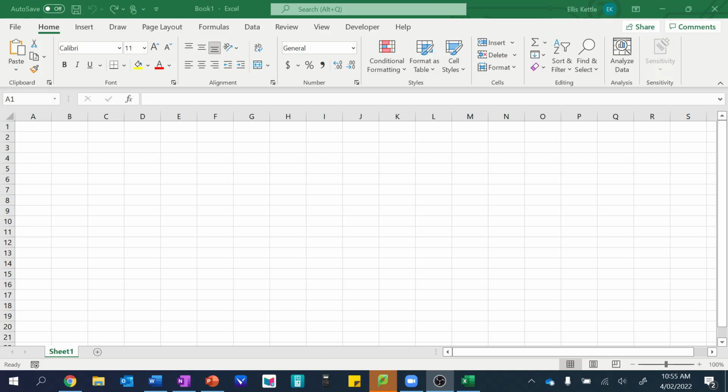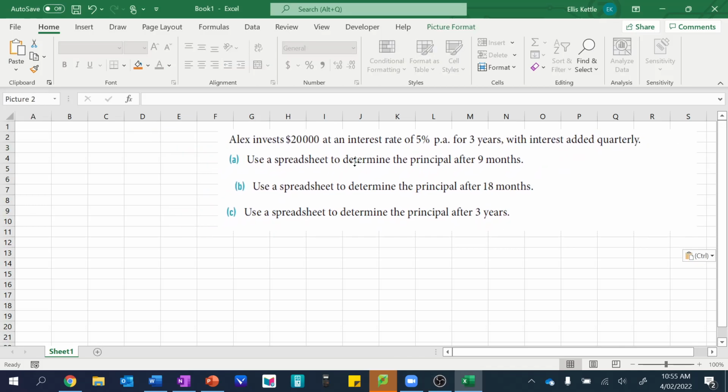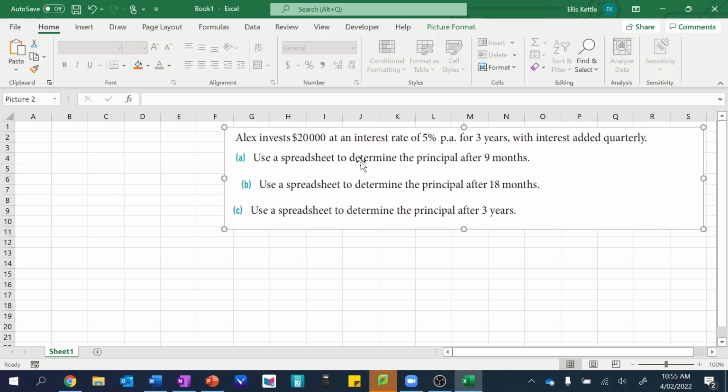Alrighty, welcome. So today we're going to be having a look at doing compound interest in a spreadsheet, and we're going to talk about compounding periods a little bit more. So, Alex invests $20,000 at an interest rate of 5% per annum for 3 years with interest added quarterly.